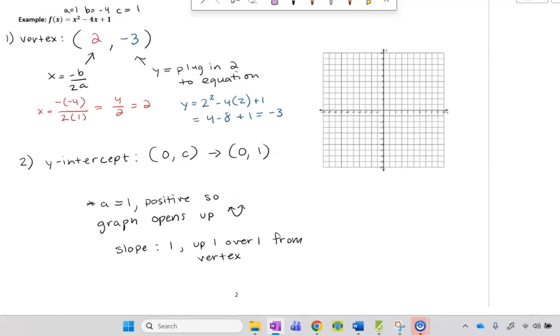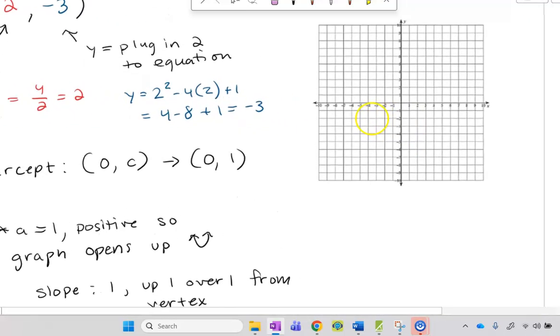Now I'm going to head over to my graph and plot the vertex at (2, -3). And I'm going to label it vertex. Now I'm going to put my y-intercept at (0, 1).